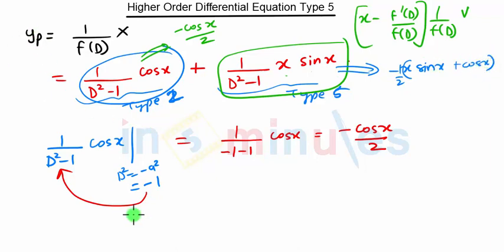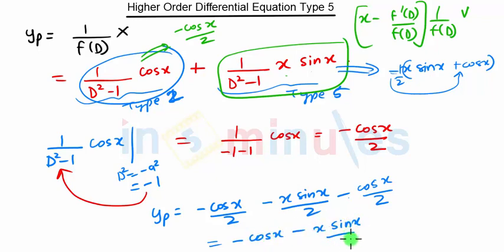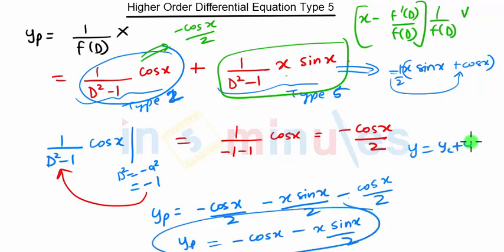So the yp is nothing but minus cos x upon 2, and this minus sign I am taking inside, so minus x sin x upon 2, and minus cos x, this minus will be multiplied here also, so minus into plus will become minus cos x upon 2. This minus cos x upon 2 and minus cos x upon 2 will get added, and we will get minus cos x, and this part will remain as it is. So this is our yp, and the final solution will be y equal to yc plus yp.